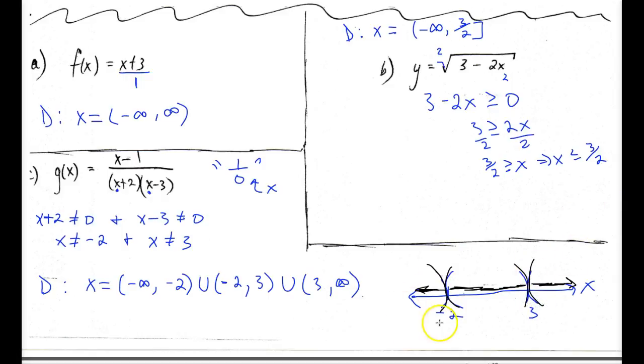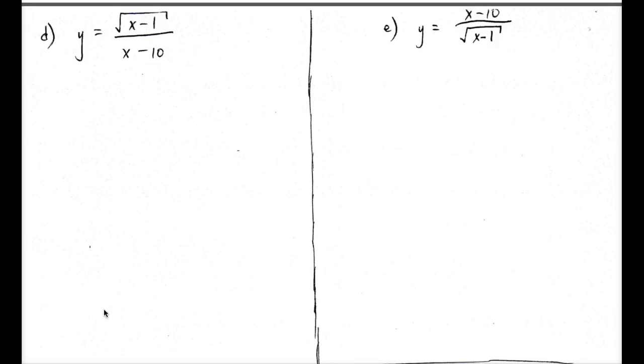looks like. Now, another way that we could do this is you could also just put circles around here and then just say, all right, we got all these numbers in here, all these numbers in here, and all these numbers going this way. Okay, but either way would work. All right, so let's move on to examples D and E.